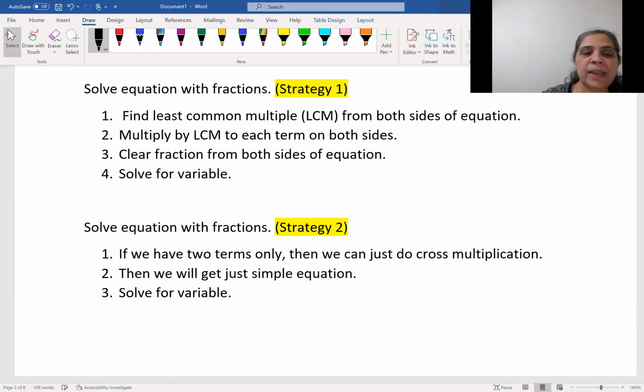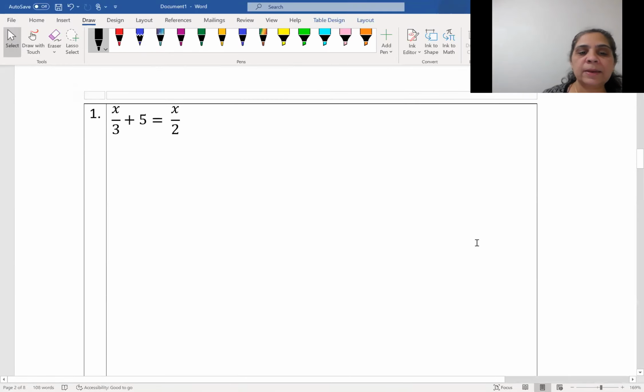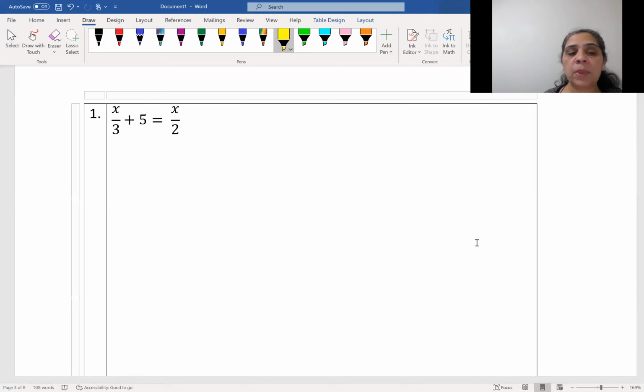First example we have x over 3 plus 5 equal x over 2. First thing, I will count how many terms we have. We have 1 term, 2 terms, and 3 terms. So we have 3 terms, so we will use strategy number 1.